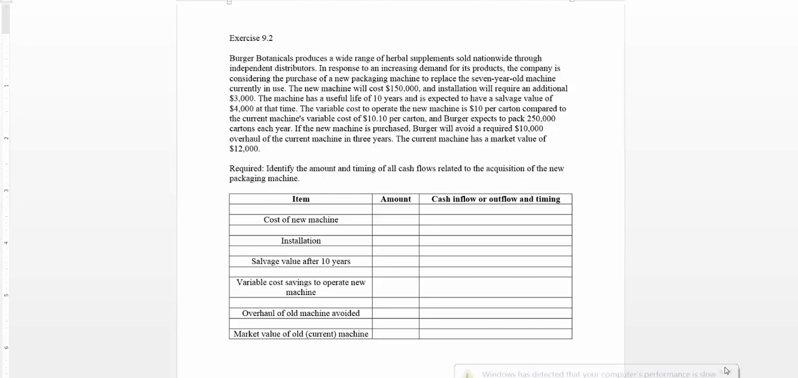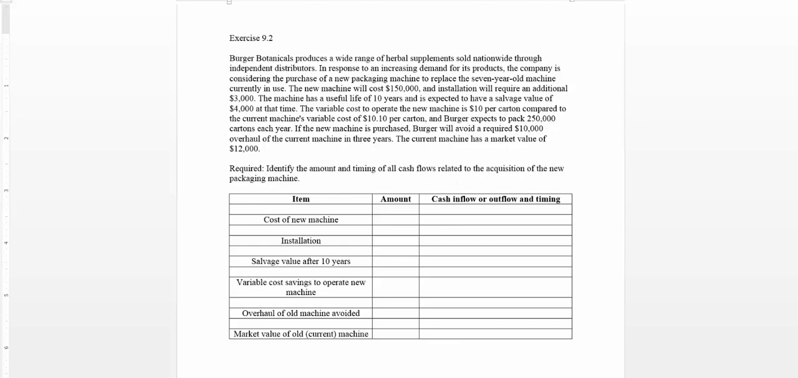Okay, so our company produces herbal supplements and is looking to replace a 7-year-old machine with a new packaging machine. The new machine will cost $150,000, and we have some other data here about the machine. They want us to identify the amount and timing of all cash flows related to the acquisition of the new packaging machine.